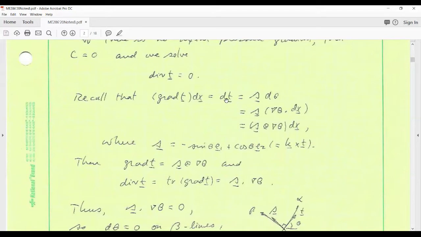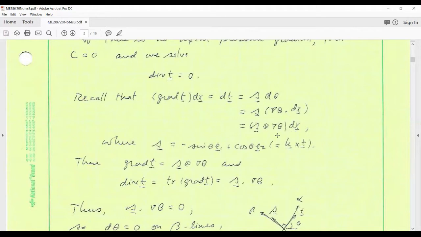Well, we can use the chain rule to write, for example, dt is grad t, the tensor grad t operating on dx. If you recall the plane strain discussion, dt was s d theta, where s is k cross t. It's the vector orthogonal to t lying in the same plane as t. And then d theta, of course, is grad theta dot dx, so we can extract the tensor product here operating on dx.